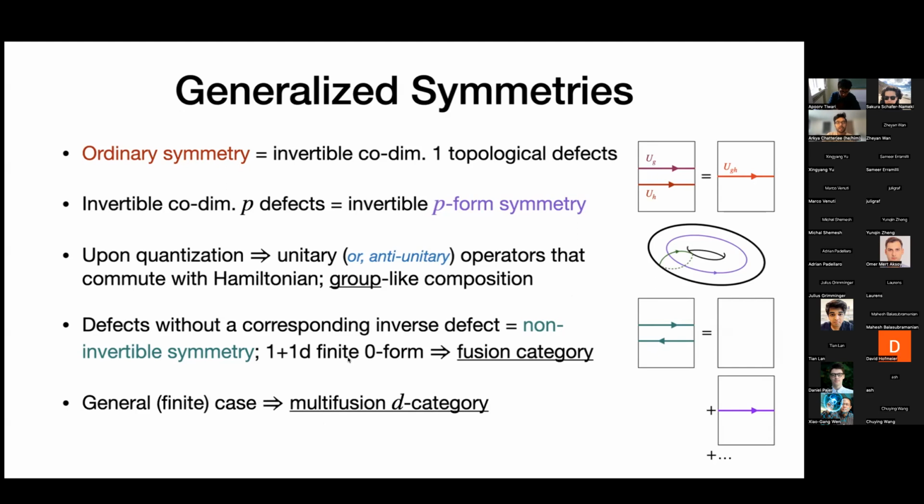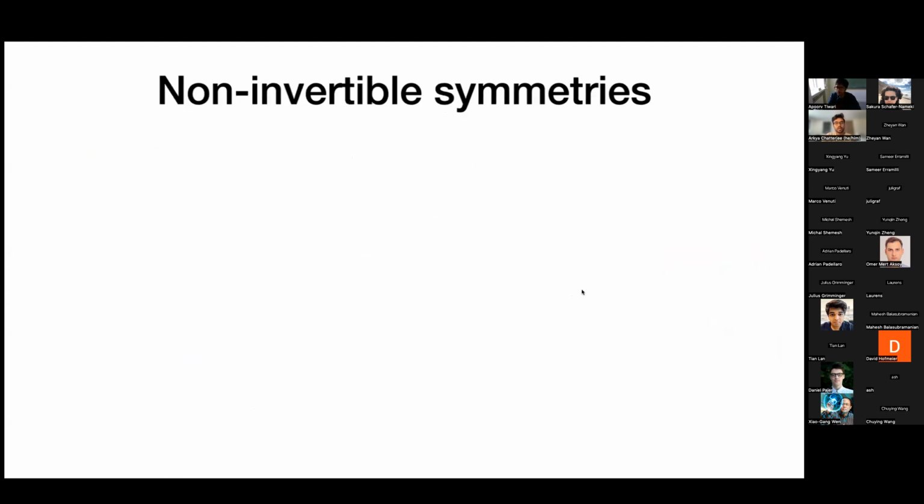In this particular talk, we're going to focus specifically on the 1 plus 1D fusion category case, and we're going to discuss some very simple examples just to get our hands dirty. So this will not be a very general talk, but more like trying to understand some features in simple examples. Good, so let's focus on non-invertible symmetries. They show up in various contexts, as has been reviewed by these two really good reviews.